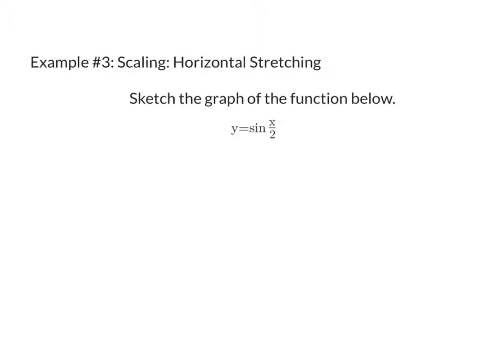In example 3, we are focusing on horizontal stretching. So as a reminder, the amplitude is the coefficient. The amplitude is actually just the a value. And our a value here, or the absolute value of our a, is 1. So that means our range is from -1 to 1. That helps me with graphing.